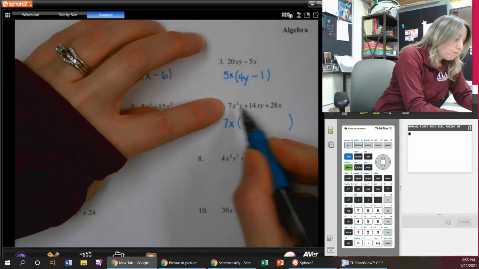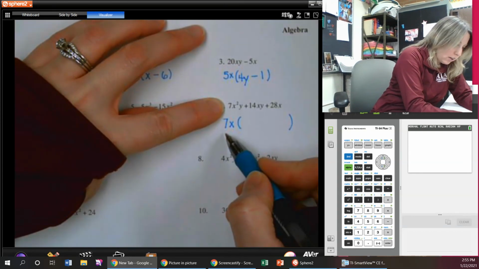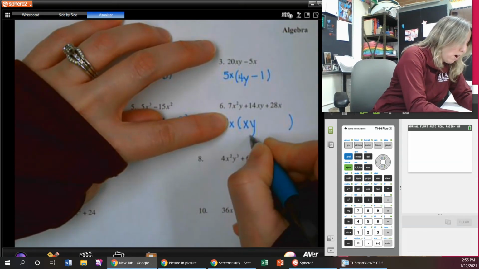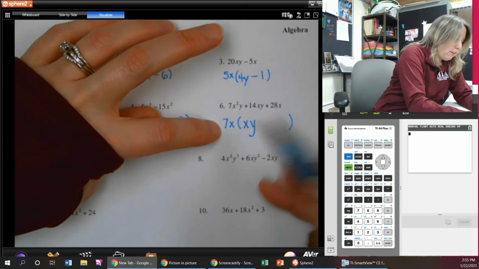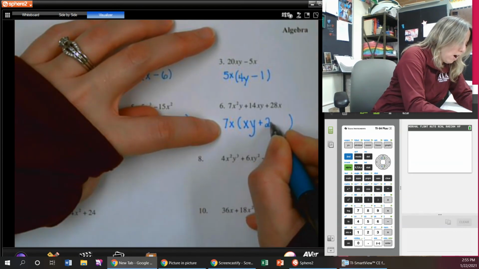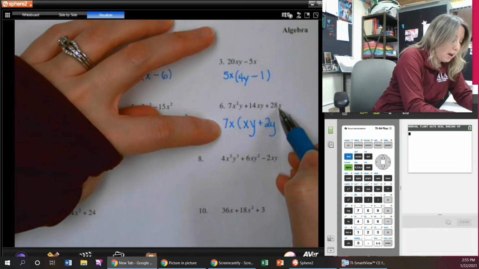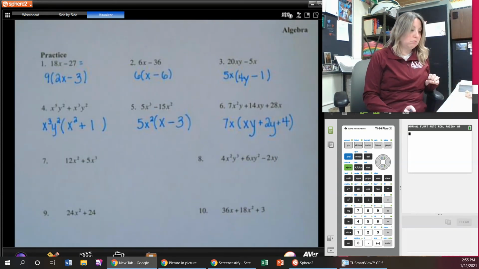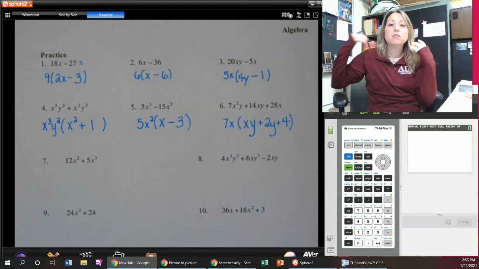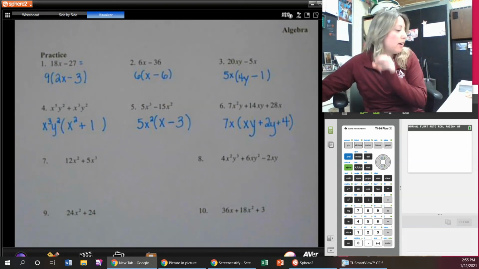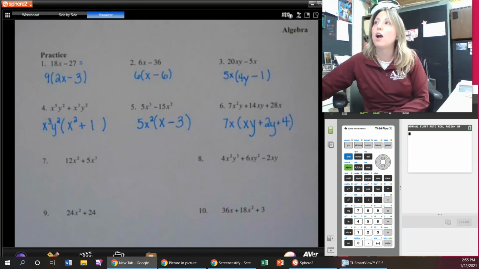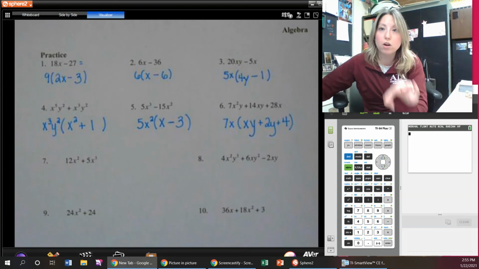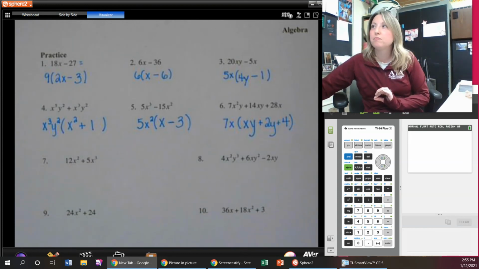So now, 7 cancels out to a 1. X squared divided by x is x and not divisible by y. 14xy divided by 7x, well, that's 2y. And 28x divided by 7x, that's a plus 4 remaining. Okay, I'm going to pause it, see how you do on 7, 8, 9, 10, 11 on your own. Try those, and then we'll come back and just do one more compare contrast, okay?